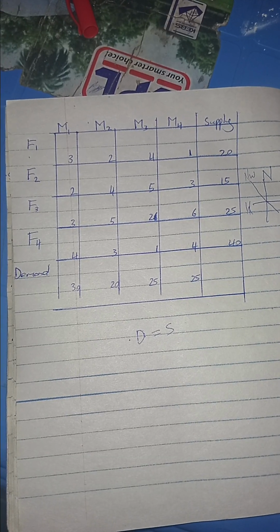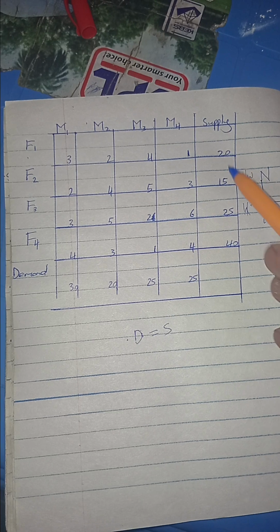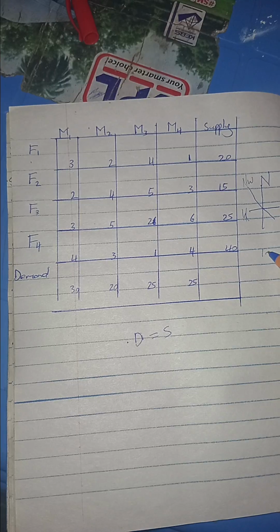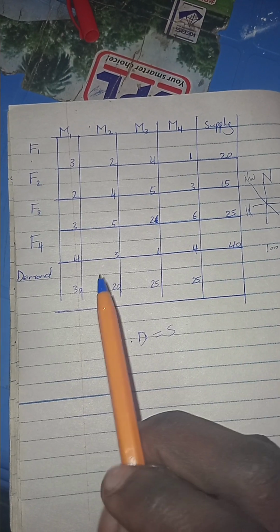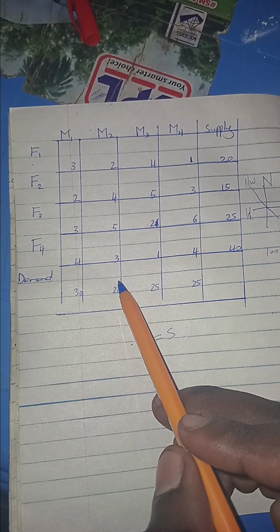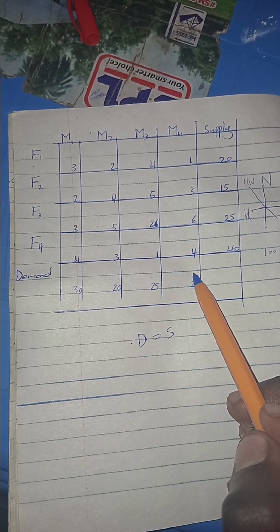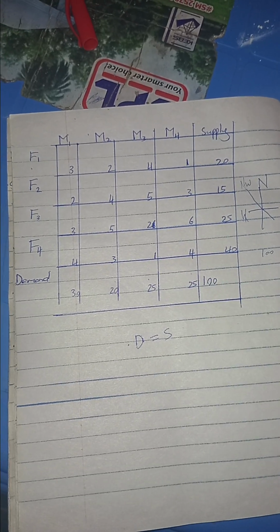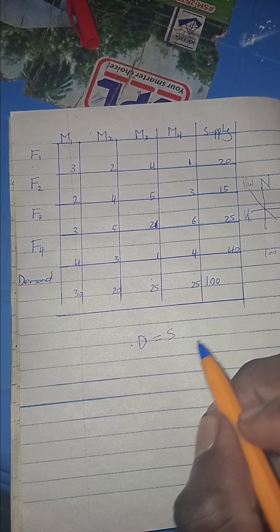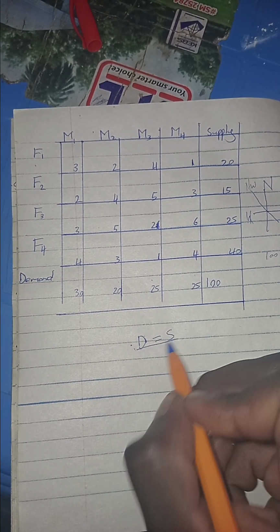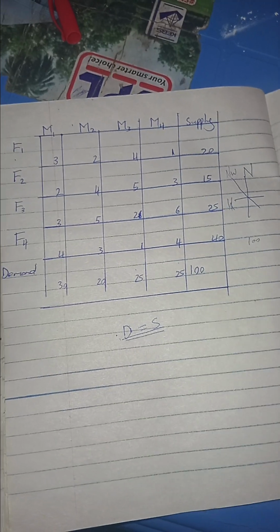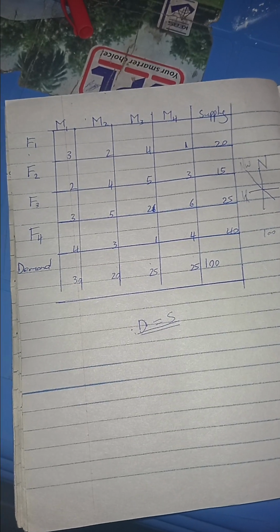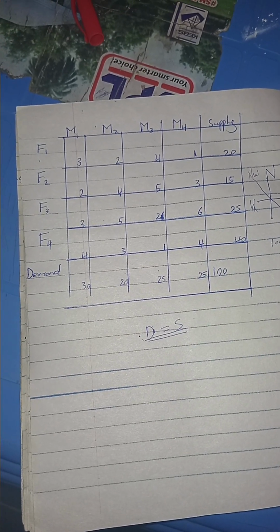Now let's have a check. Under supply, you have 20 plus 15 plus 25 plus 40, which is equal to 100. Let's check on the demand side. On the demand, we have 30 plus 20 plus 25 plus 25. That is 100. Then it means our transportation model is balanced. Supply is equal to demand. It is balanced.